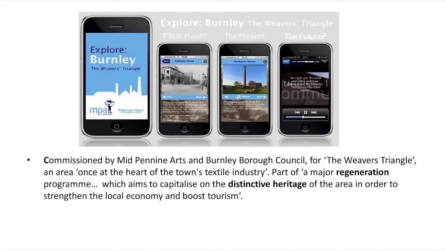This is quite a good example. This is one for Burnley, where they've created an area called the Weaver's Triangle, as it says on the tin here, was once at the heart of the town's textile industry and is now part of a major regeneration programme. And let's call a spade a spade. It aims to capitalise, good word, on the distinctive heritage of the area in order to strengthen the local economy and boost tourism. So we know where we're going with this stuff, okay?